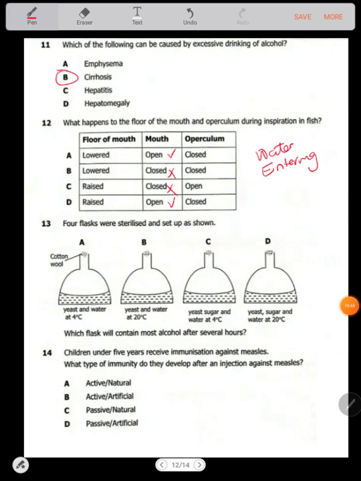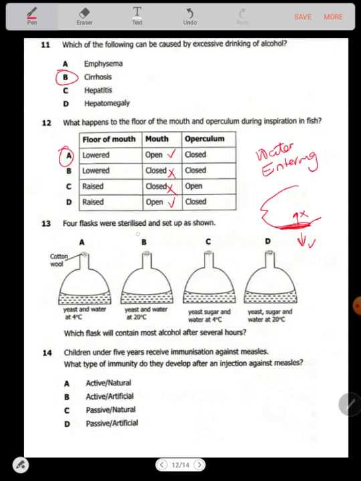What else? How is the floor of the mouth? The floor of the mouth, we're talking about that lower part of the mouth. The fish is like this. It has got something which is lower here. Is it going up or is it coming down? It has to be lowered. It has to be down, not up. Then the operculum is closed. Why is the operculum closed? It is closed because water doesn't have to come out, because the water is containing oxygen. So that is the answer A.